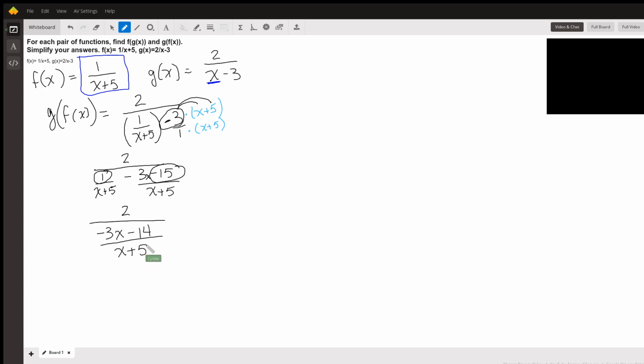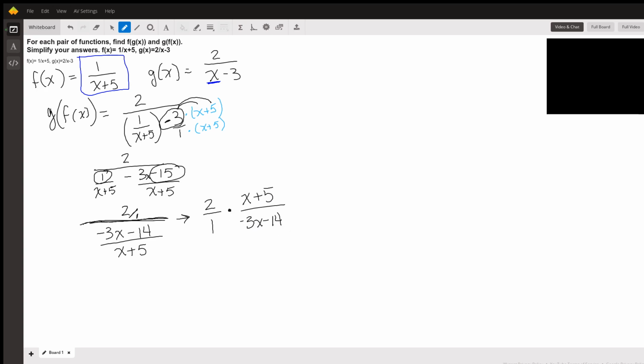Now here, when you're dividing a fraction by a fraction, that means you multiply it by the reciprocal again. So if I view this 2 in the numerator, again, as being a fraction of 2 over 1, then that means I'm going to change this to 2 over 1, multiply by the reciprocal. So flip the denominator upside down. So x plus 5 over negative 3x minus 14.